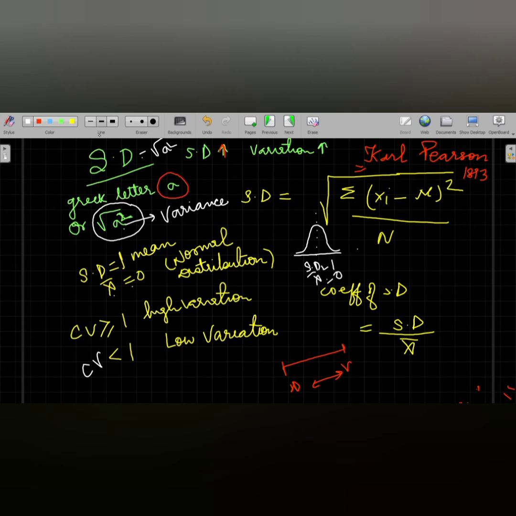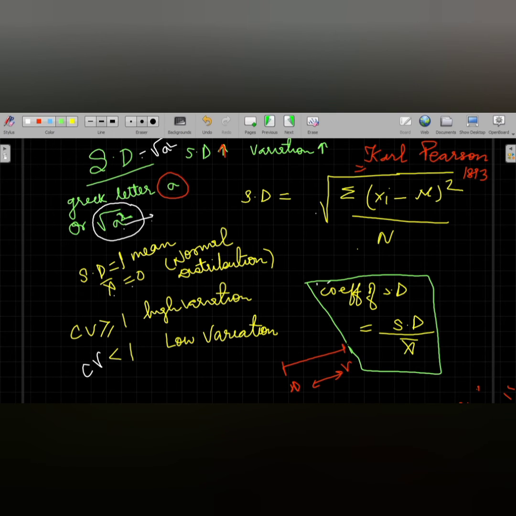Now what is the coefficient of standard deviation? The coefficient of standard deviation is standard deviation divided by mean. Same as with mean deviation: we have seen that the coefficient of mean deviation was mean deviation divided by median, mean or mode, whatever information is available. The same happens with the standard deviation also. Clear?